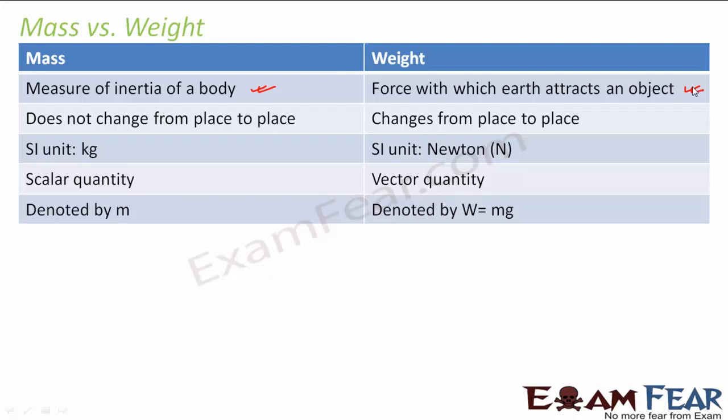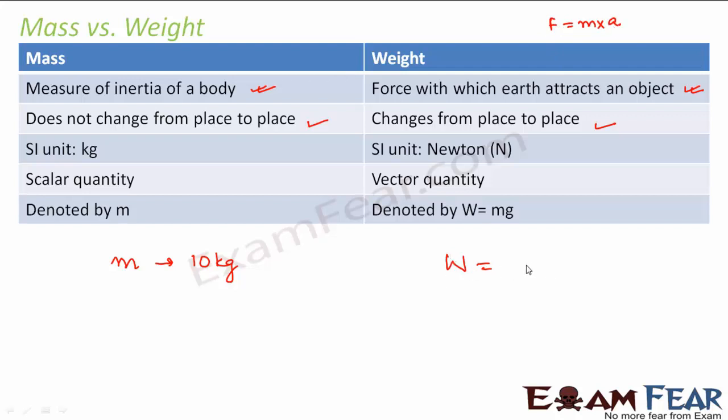Correct? So when I talk of mass, it is a constant quantity. It does not change from place to place. But when I talk of weight, it changes from place to place. Why? Because when I talk of mass, I am just talking about the mass, that is 10 kg, as I took the example of potato. But when I am talking of weight, it is the force with which the 10 kg of potatoes are attracted by the earth. Now, what is the force? According to Newton's second law, force is given by mass into acceleration, right?